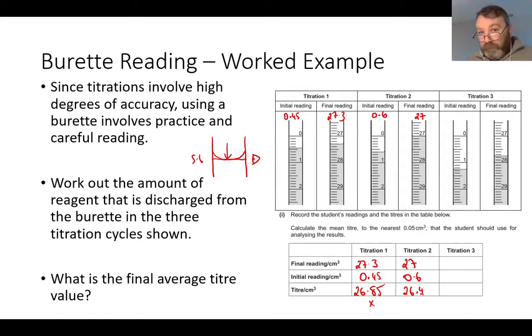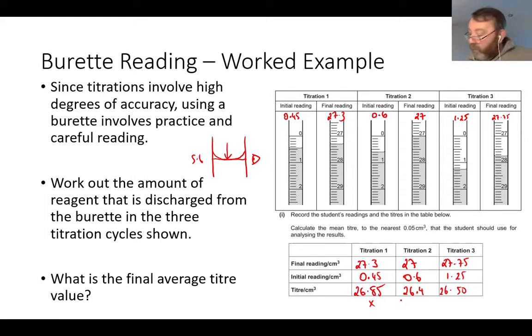And now the third one we try to use to verify the second one. Let's see what we have. Initial reading looks to be halfway between 1.2 and 1.3, so 1.25. And then the final reading of this run again appears to be halfway between 27.7 and 27.8, so 27.75. Okay, so 27.75, and we start off at 1.25, that's going to give me 26.